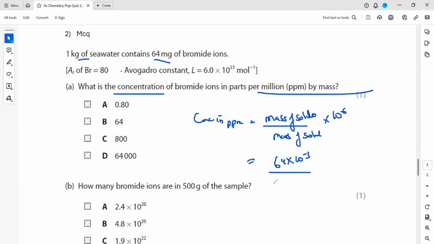And seawater is in kilograms, so we multiply by 1000. This will now be in gram. Or you can also write it as multiply by 1000 or 10 power 3. And then multiply by 1 million. So this 10 power 3 and the 10 power minus 3 cancel out, so you are only left with 64. So the concentration of bromide ion is 64 ppm or parts per million. So concentration in ppm is mass of solute divided by mass of solvent into 1 million. They should have the same units.